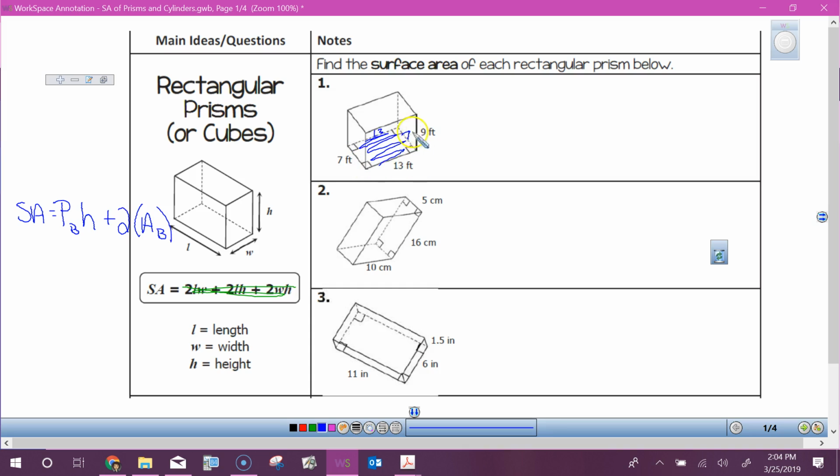So remember, we're just talking about the base. So we're talking about this rectangle on the bottom. That's 7, 7, 13, and 13. 40. So the perimeter of that base is 40 times, what's my height? Now remember, your height is the distance between your 2 bases. My height is 9.